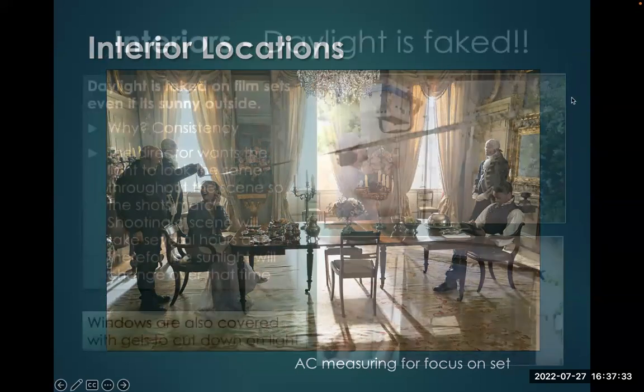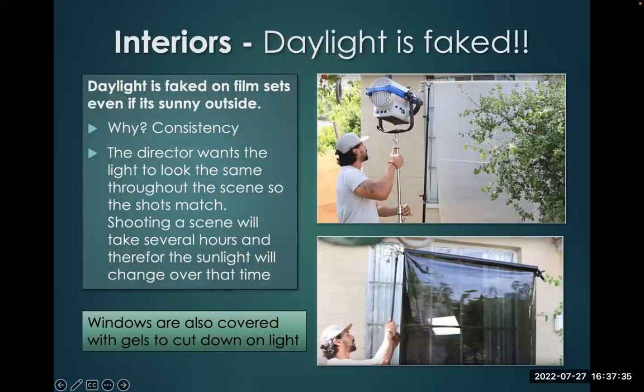But let me show you how this light is fake. So daylight is faked on a film set, even if it's sunny outside. Why? Consistency. The director wants the light to look the same in every single shot. So what do we know about the sun? It moves, it changes color as it gets lower. So if you're shooting a single scene for 3 hours, the light at the beginning of the shoot is going to look different than the light at the end of the shoot. It's going to be kind of hard to cut those scenes together.